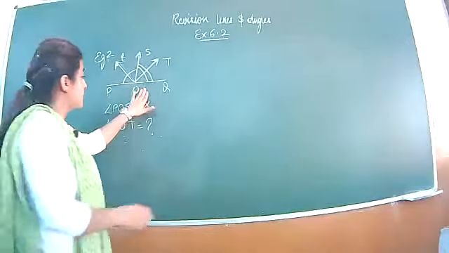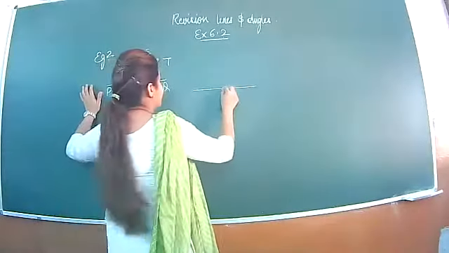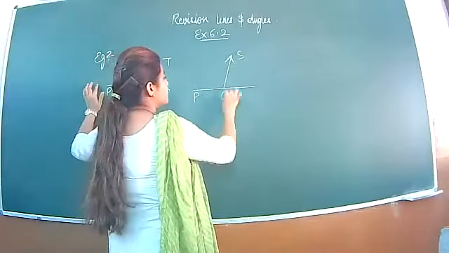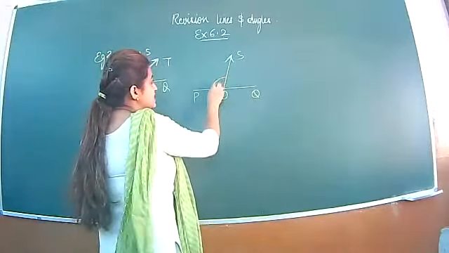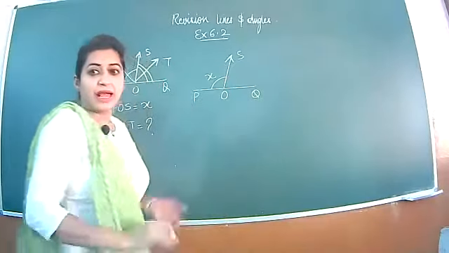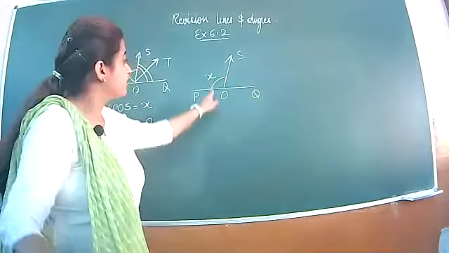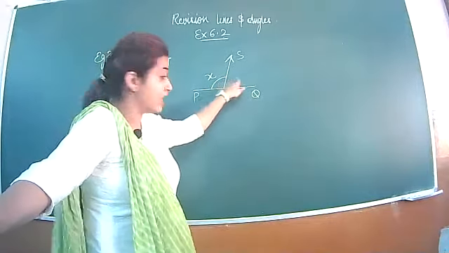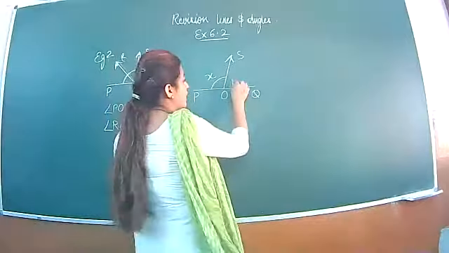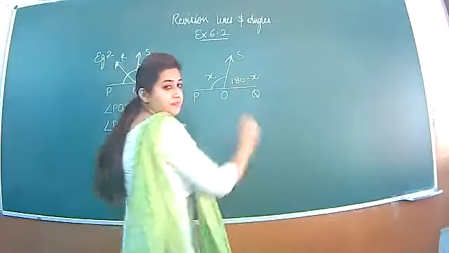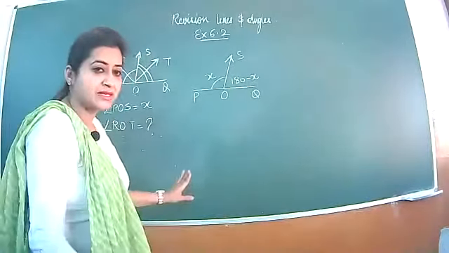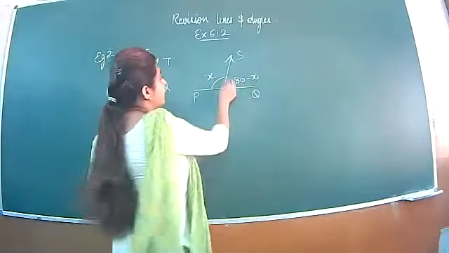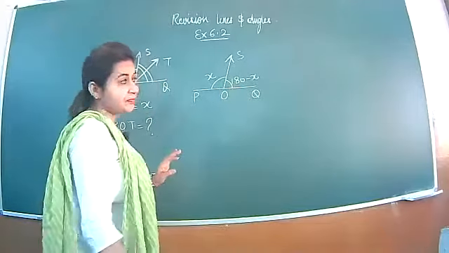Yes, look here. This is your S, this is POQ. You have given this angle as x. As you can see, these two angles are forming a linear pair. If this angle is x, can we say that this angle is 180 minus x? Is it clear, beta? If this angle is x, then the remaining angle is 180 minus x.